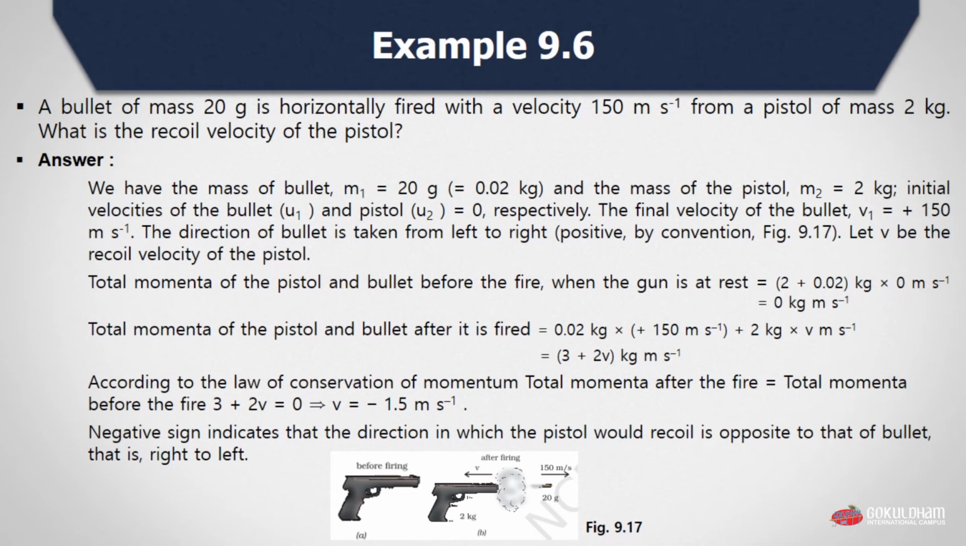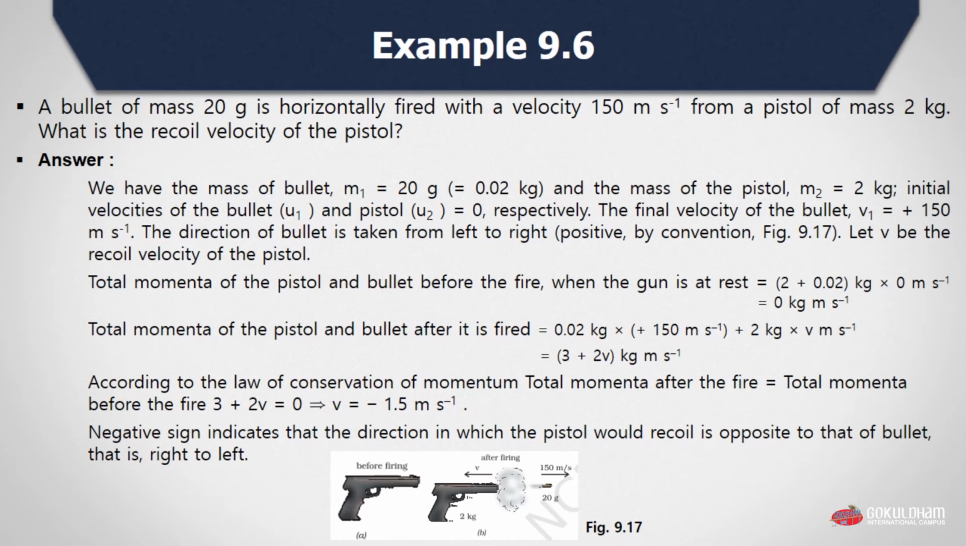We have the mass of the bullet m1 equals 20 gram, which is equal to 0.02 kg, and the mass of the pistol m2 equals 2 kg. The initial velocities of the bullet u1 and the pistol u2 are both 0. The final velocity of the bullet v1 is plus 150 meter per second. The direction of the bullet is taken from left to right, positive by convention, as shown in figure 9.17. Let V be the recoil velocity of the pistol.